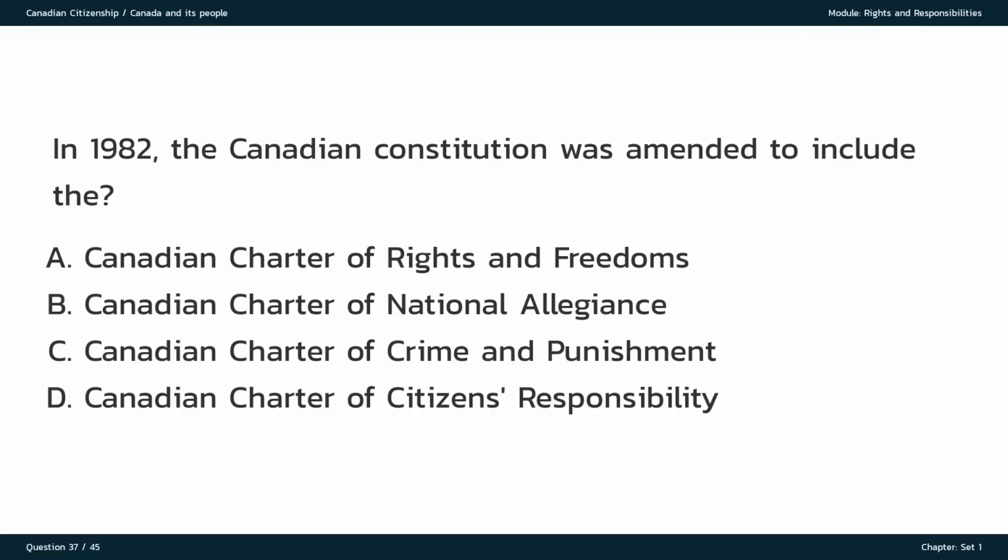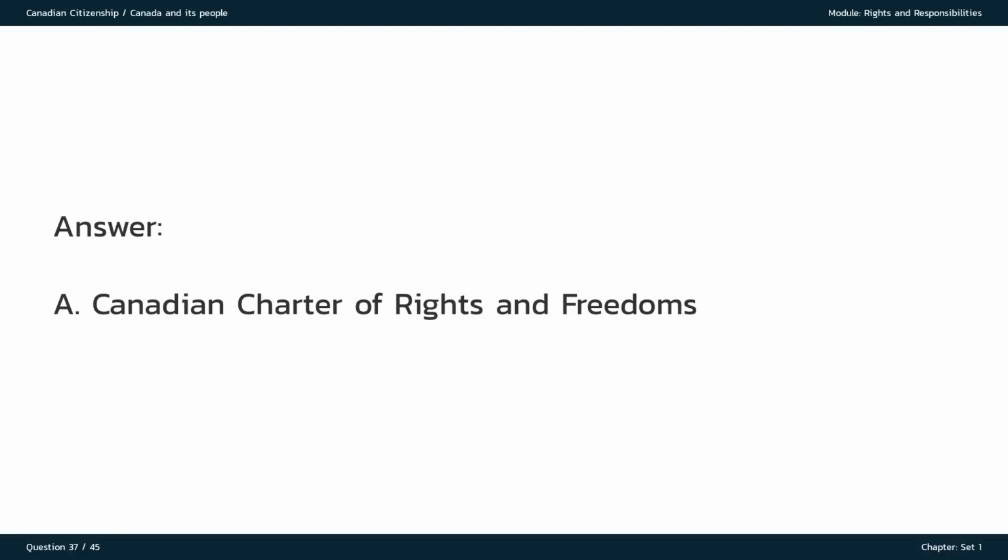In 1982, the Canadian Constitution was amended to include the A. Canadian Charter of Rights and Freedoms. B. Canadian Charter of National Allegiance. C. Canadian Charter of Crime and Punishment. D. Canadian Charter of Citizens' Responsibility. The answer is A. Canadian Charter of Rights and Freedoms.